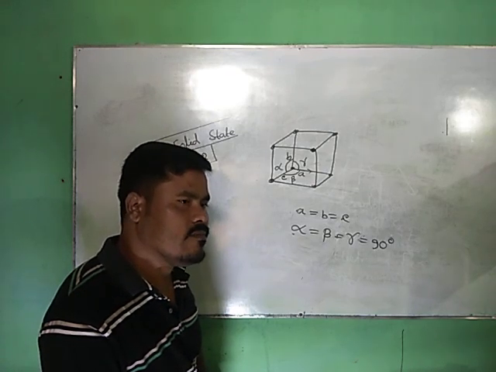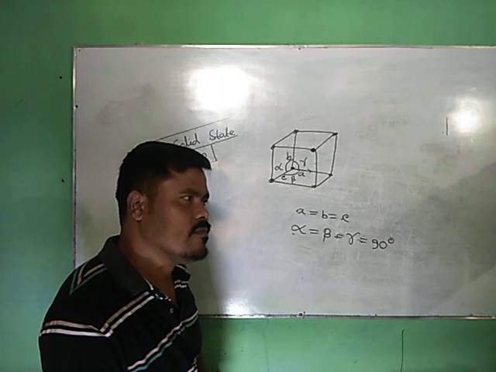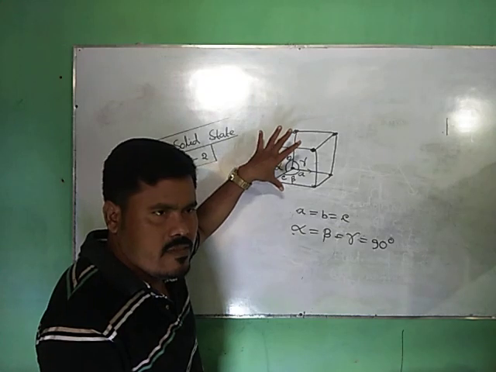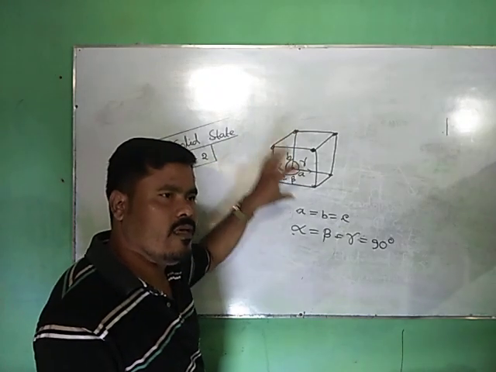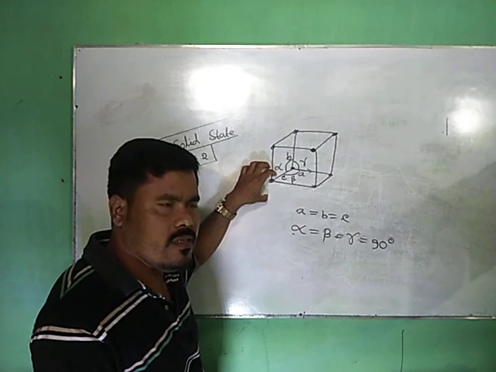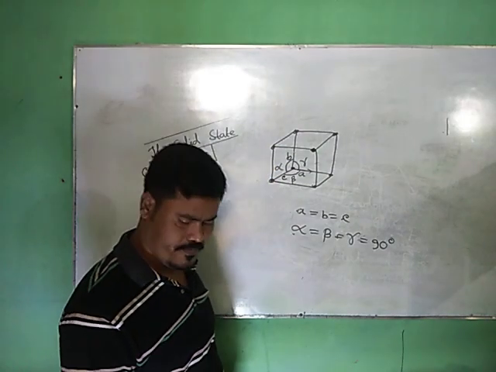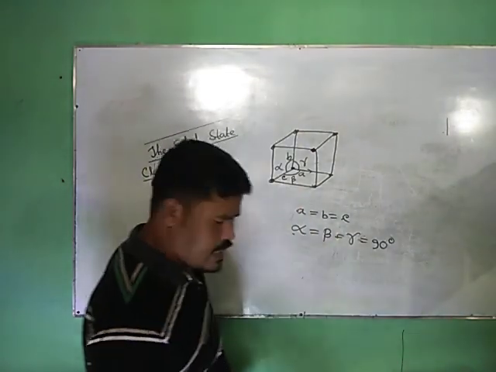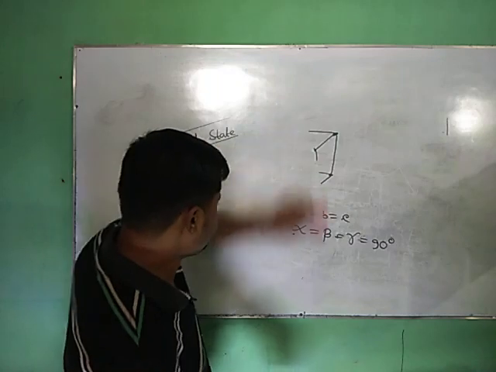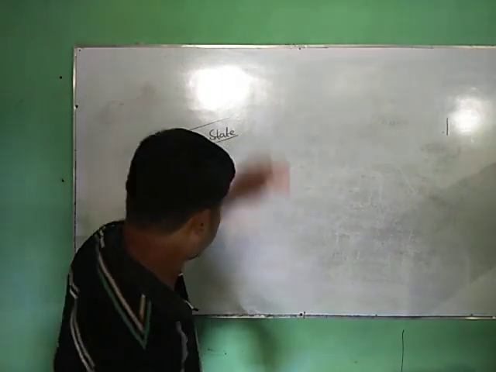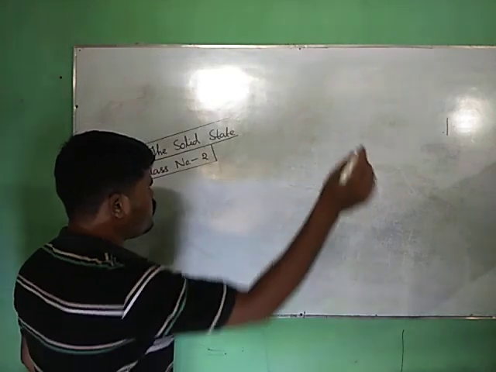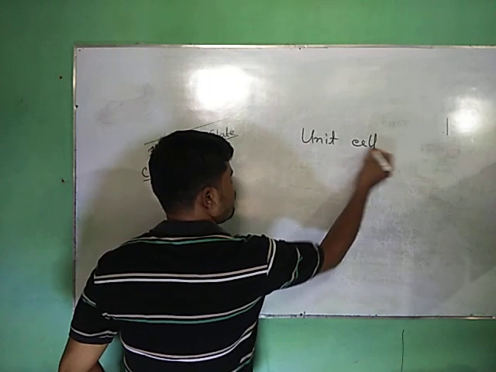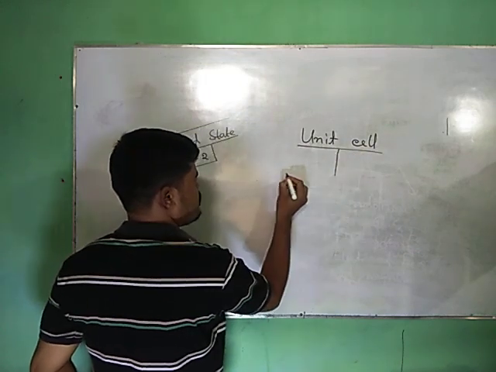Now, after the discussion of the crystal lattice, which is formed by a huge number of unit cells, each unit cell is in turn formed by a fixed number of atoms. We'll go to the different types of unit cells. So, types of unit cell. Broadly, unit cells are divided into two types.